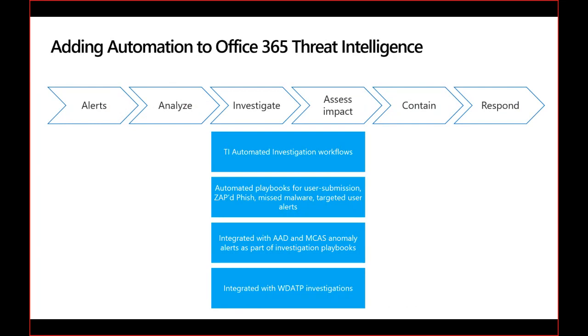Now imagine we add this additional layer of automation. What we just talked about in terms of that study for Forrester was before any of these automated capabilities that we're going to talk about actually launched. So now what we're doing is we're adding all of these different automated capabilities in Office 365 Threat Intelligence.